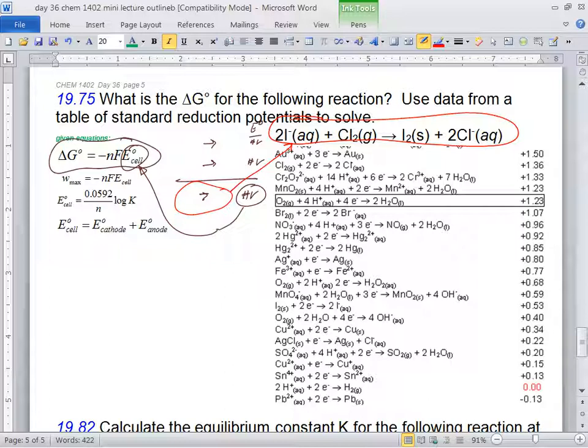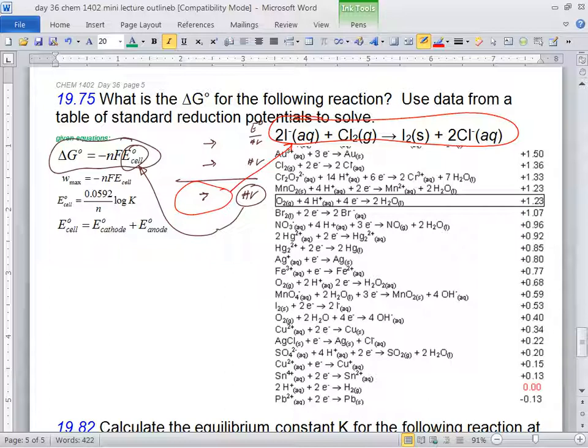So looking at that reaction, identify what the two half reactions have to be. It's kind of easier because they tell you. I minus is going to have to go to I2. And Cl2 is going to have to go to Cl minuses. And you can either balance them yourself or just find them in the table to write the balanced half reactions. All right.